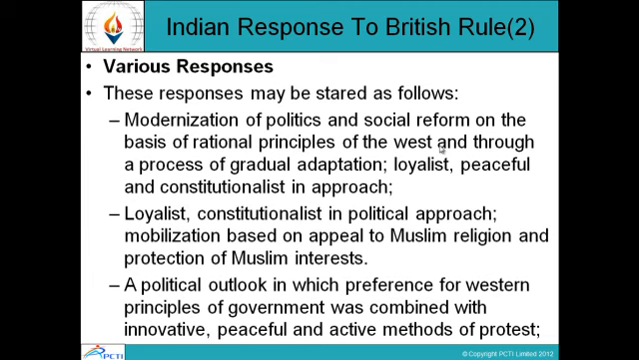So it was also based upon protection of Muslim interests, Muslim ideologies, their religious sentiments and other interests. A political outlook in which preference for Western principles of government was combined with innovative, peaceful and active methods of protest. There were active methods of protest also, combined with the preference for Western principles based upon freedom, equality, peace and loyalty. On the other hand, there were peaceful and active methods of protest against the British rule as well.